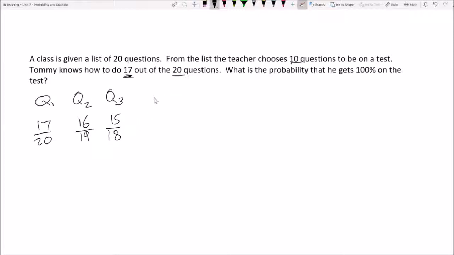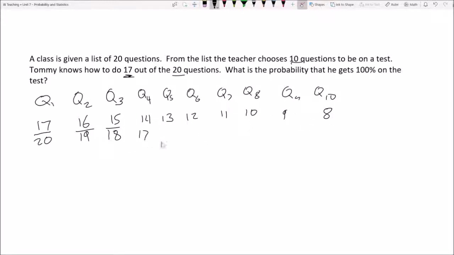Do you see the pattern yet? It should be pretty simple at this point. I'm going to fill these in. So question 4, question 5, question 6, question 7, question 8, question 9, and question 10. And then let's fill in the probabilities, because I'm just going to use the pattern to finish this out. All right, and there's all the probabilities.